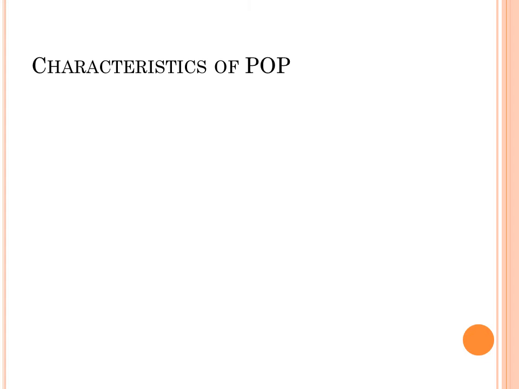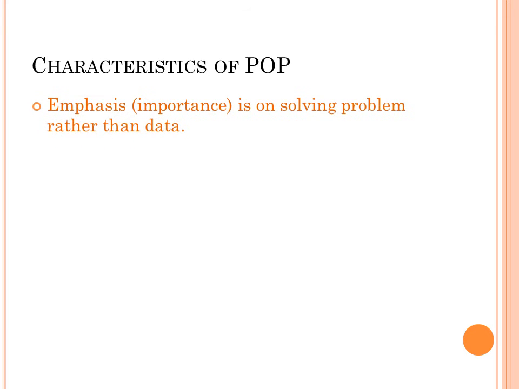Then we shall see some of the characteristics of procedure oriented programming. First, importance is given to solving the problem. Obviously we write programs for solving problems, but apart from that, there are various criteria that have to be considered, like storage of data, retrieving of the data, or the time or space complexity that has to be kept in mind. So we cannot simply develop a program which is efficient enough to solve the problem but poor at handling the data that is being generated.